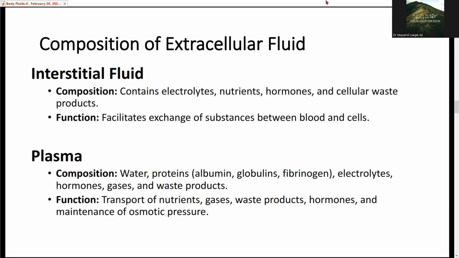And the other compartment is plasma, right? Its composition mainly includes water, proteins, albumin, globulin, fibrinogen, electrolytes, hormones, gases, and waste products. What about the function? Transport of nutrients, gases, waste products, and hormones, and maintenance of osmotic pressure, right?